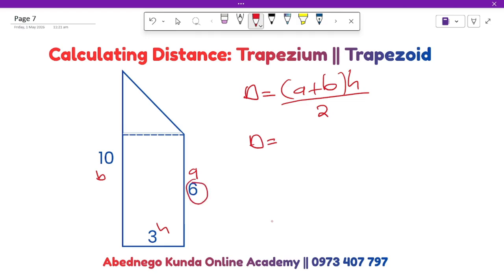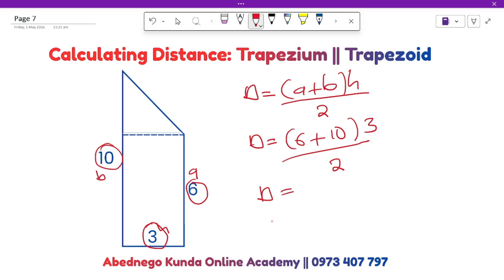So a is 6, so it's going to be 6 plus our b is 10. 6 plus 10, our height is 3 down here. Height is 3, then everything over 2. Now let me just make mention of something. It is wrong for you to say 2 into 10, 2 into 3. That is going to give you wrong values. You need to first of all add, then the answer you find, that's when you can reduce like that.